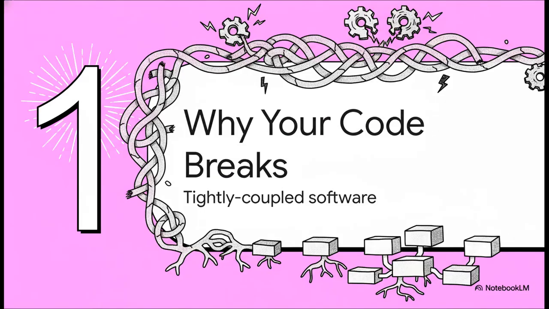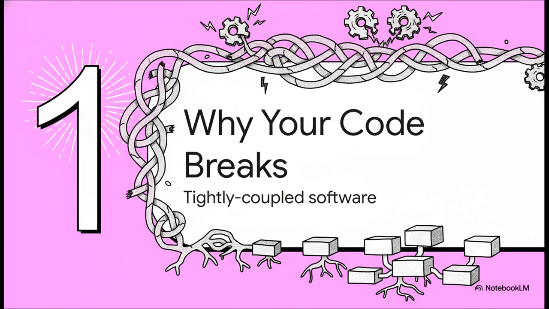Okay, so first things first. Why does our code break so easily? Well, the main culprit, almost every single time, is something called tight coupling. Just think of it like a big ball of tangled wires. Every part of your system is so knotted together that when you pull on one wire over here, something completely unexpected and, yeah, often catastrophic, breaks way over there.